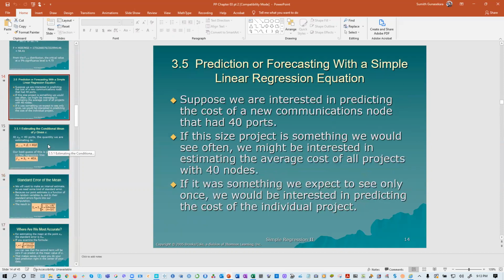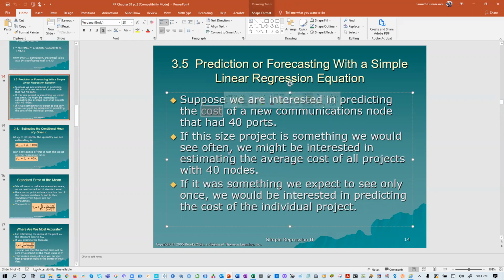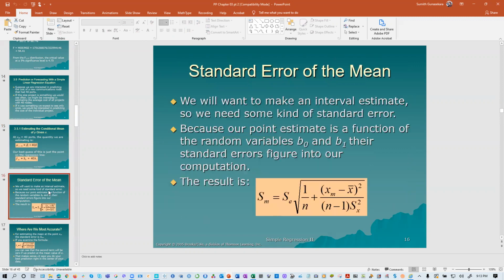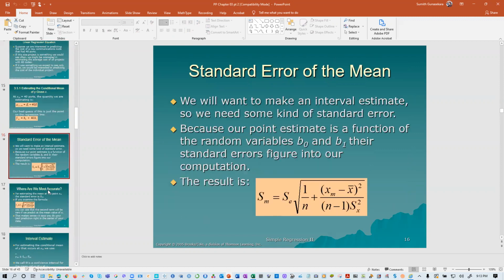Suppose we are interested in predicting the cost of a new communication node that had 40 ports. You really need to predict just the cost, not the average cost. How do you do that? What's the quantity we are estimating? Here we are doing the mean, but that's not what we're looking into. We are looking into two things.